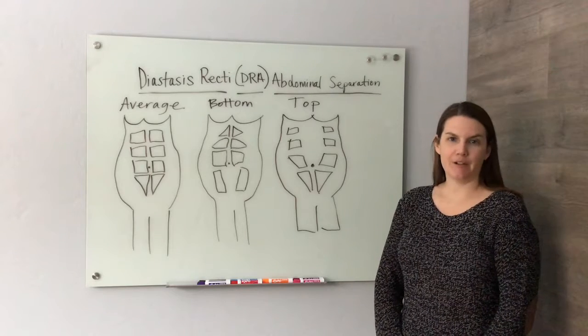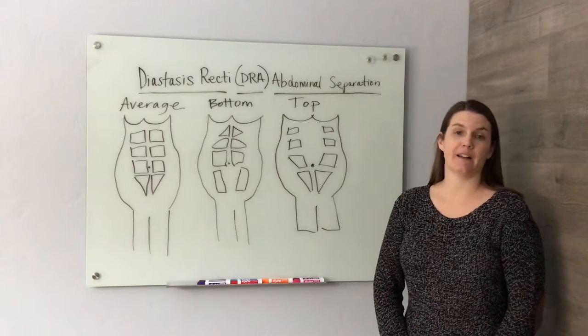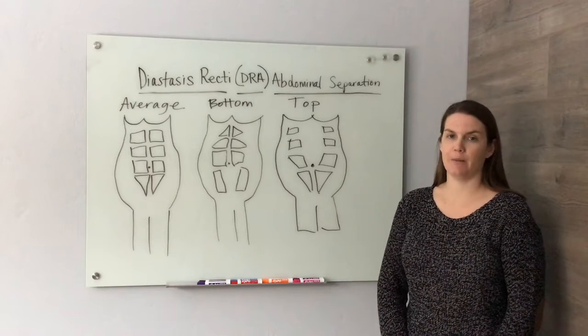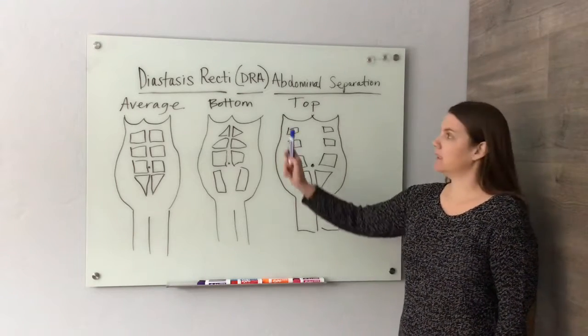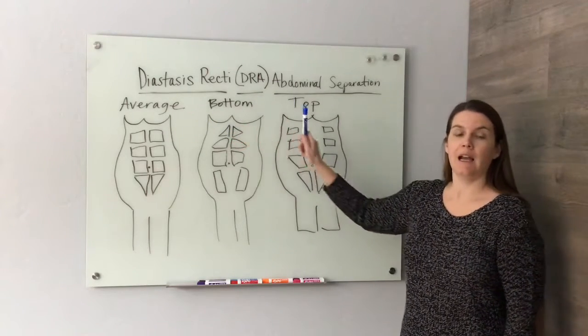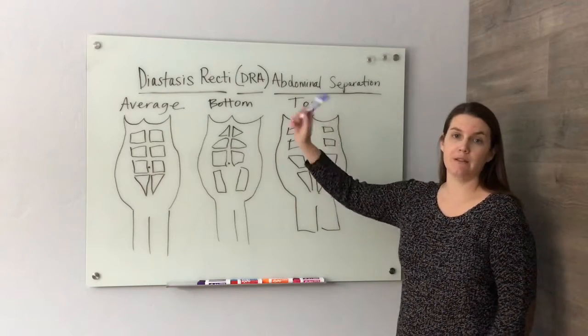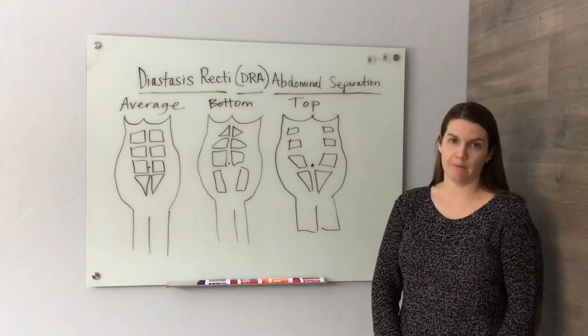This is the beginning of your class on diastasis recti or diastasis recti. Those are two ways you may have heard it pronounced. The other thing you may see is an abbreviation, DRA, that's the same thing. And then abdominal separation is the way people will describe it. So those are three different ways we're all talking about the same thing.